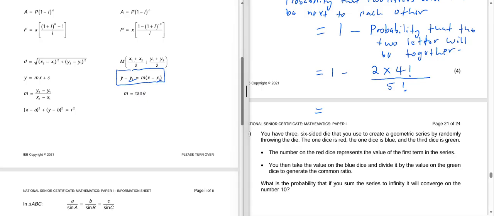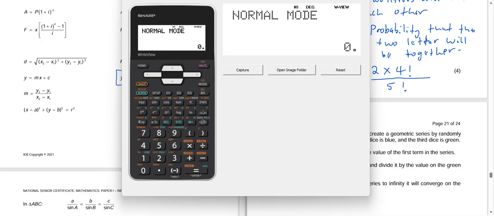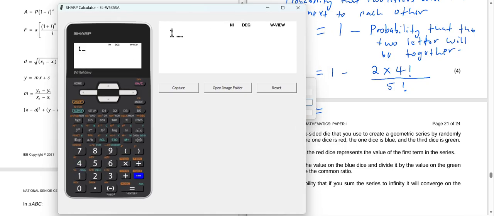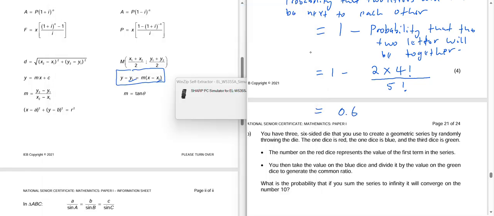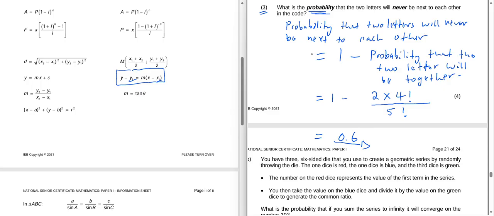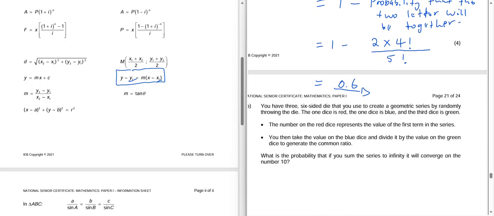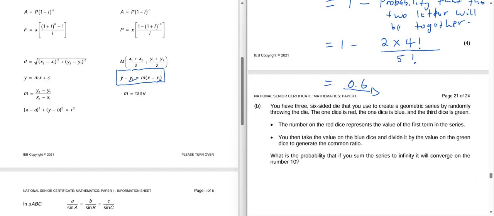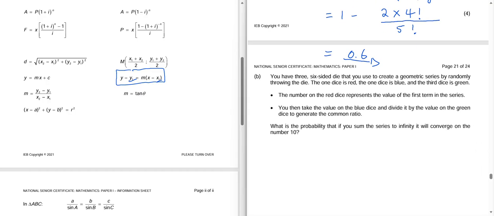Now, let me bring the calculator and let's see what we get. What we get is 1 minus 2 times 4 factorial divided by 5 factorial. That is 0.6. So that is the probability that two letters will never be next to each other when forming a chord. So we are done with that problem. And then we go to the last question of the paper. And yes, we are done.